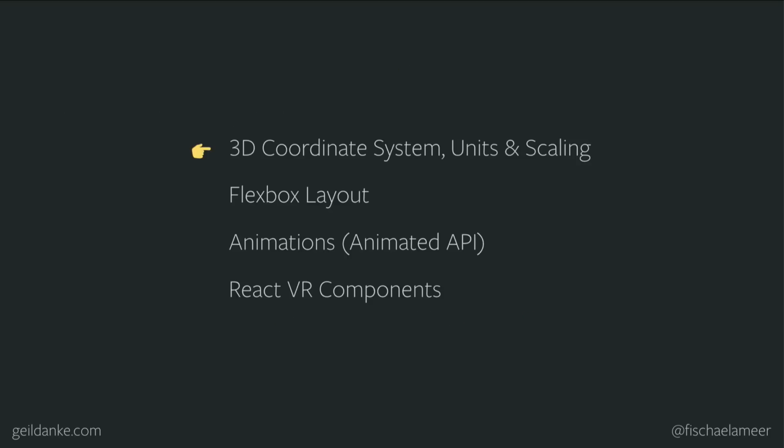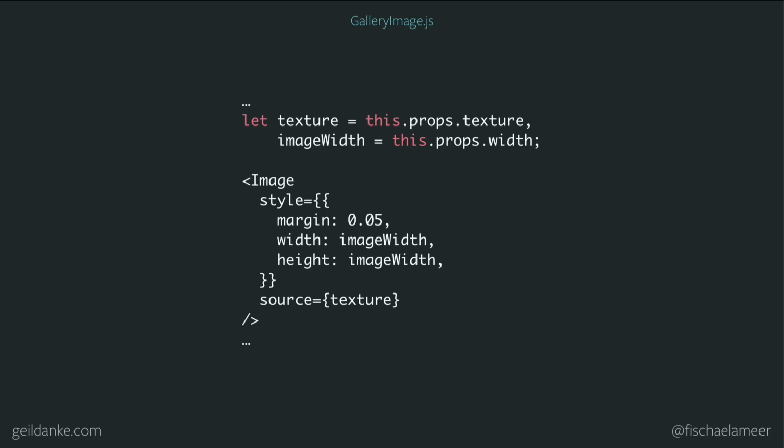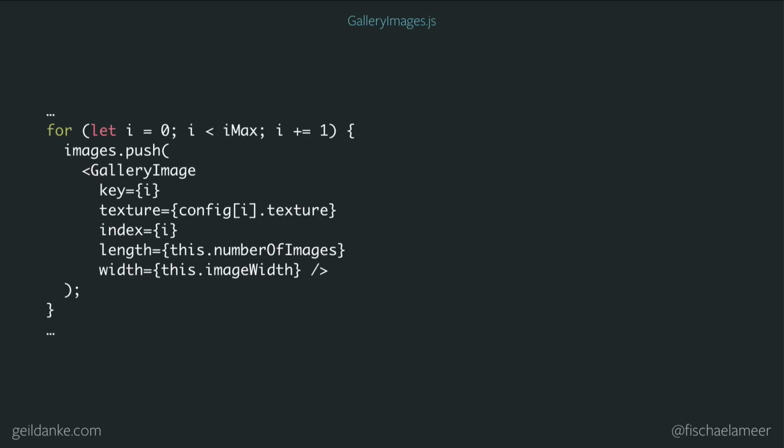Now, okay, we talked about the 3D coordinate system. Let me show you another cool feature that we can use in ReactVR. It's the Flexbox layout. So to display the gallery images on the wall in front of the user in a horizontal row, we create a gallery image component that uses the React image component. And in the parent component, the gallery image component is used to create images dynamically and add them to an array, and then insert them in a ReactVR view component.